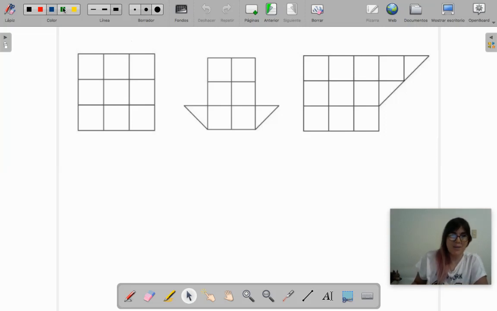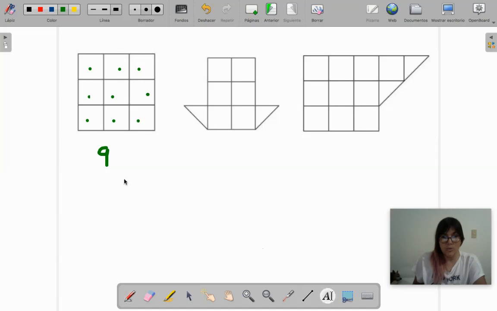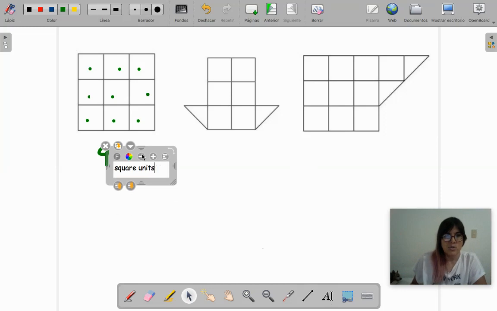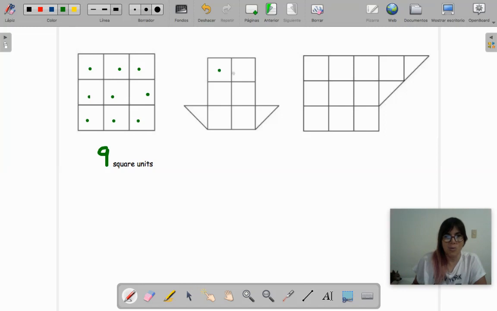Okay, if you are back, it's because I already saw your answers. So here are the answers. This is 1, 2, 3, 4, 5, 6, 7, 8, 9. 9 square units. We do have to say 9 what? 9 candies, 9 centimeters, 9 meters, 9 kilometers. No, these are 9 square units.